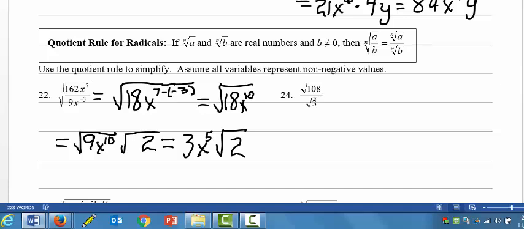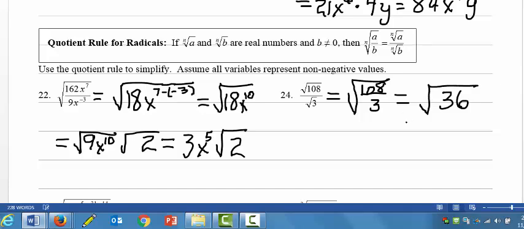Here, problem number 24, this is written saying apply the radicals first, then divide. But it's actually easiest for us to divide first and then apply the radical. So we'll write it in that way. So 3 into 108 is 36, and I then apply the radical. And I see that the final answer here is 6.